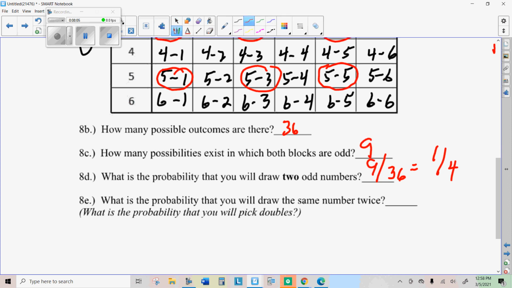Okay. What is the probability you would draw the same number twice? Look for those on the chart and write down your probability. See if you get it. You should have said 1/6 for that one.